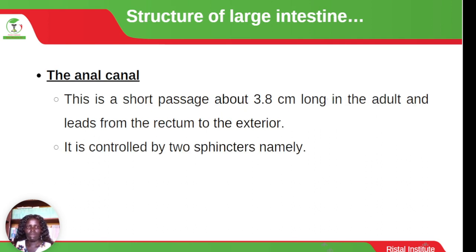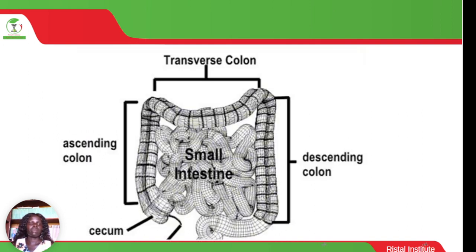The anal canal is a short passage about 3.8 centimeters long in the adult and leads from the rectum to the exterior. It is controlled by two sphincters, namely... so before we go into the sphincters, we are looking at the structure right there.